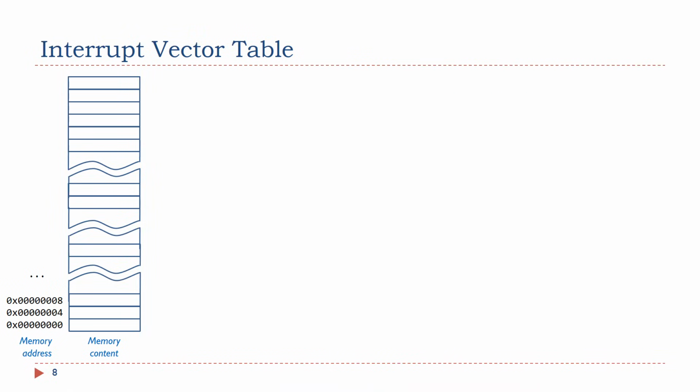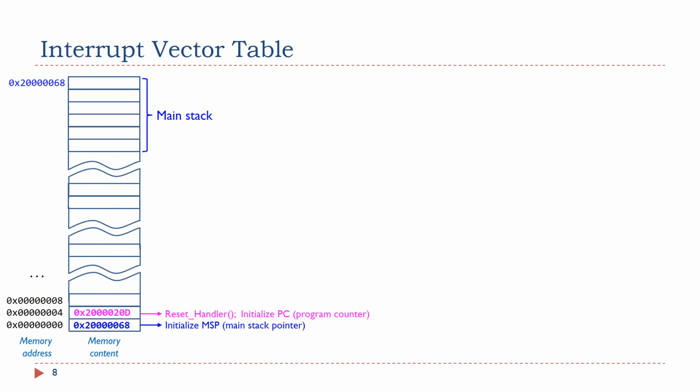How does the NVIC controller use the interrupt number to look up the interrupt vector table? The first word in the memory is the initial MSP value. Here is the main stack, typically located in SRAM. The second word in the memory is a pointer to the reset handler, which is the starting memory address, also called the entry point, of the function Reset_Handler. The reset handler contains program code, which is executed when the processor is reset. Typically, the reset handler performs some hardware initialization first, and then calls the main function. Immediately after the processor is reset, the program counter is initialized to this value.